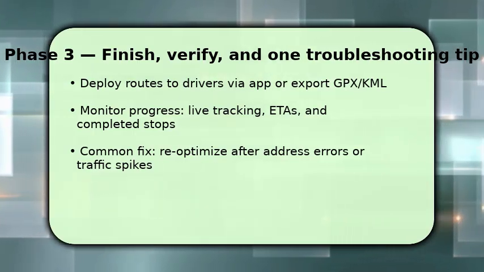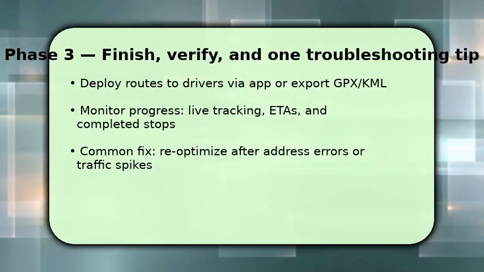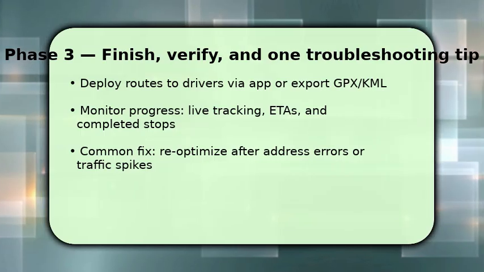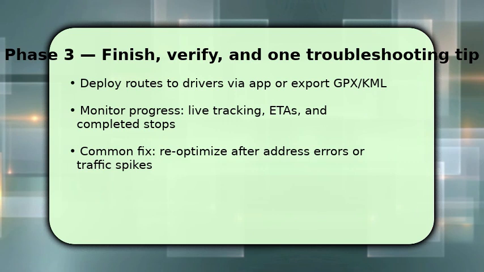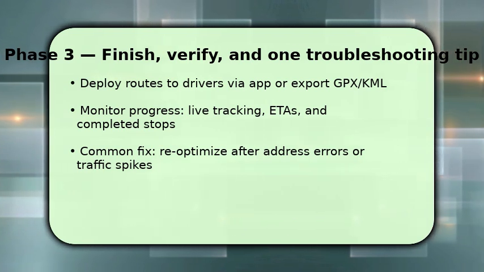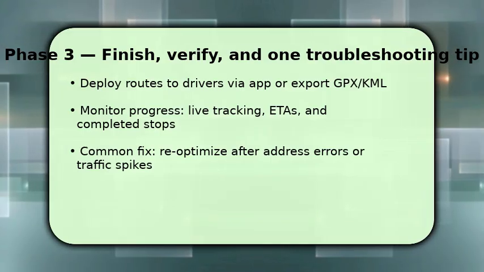If something goes wrong, re-optimize after correcting address errors, adjusting time windows, or accounting for traffic spikes. This often resolves missed stops or late arrivals. If a driver can't access a route, resend assignment and verify app permissions and network connectivity.